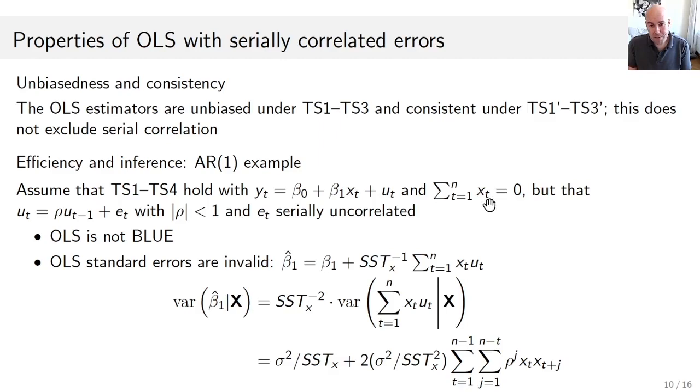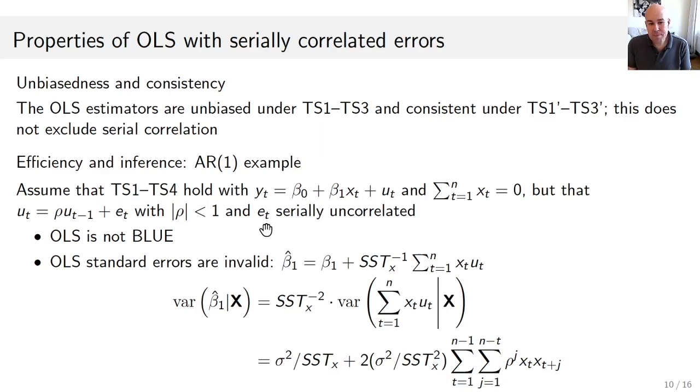Here is first order serial correlation. So ut is going to be equal to rho times ut minus 1 plus et. And the absolute value of rho is going to be less than 1, so we're going to have stability. And et is going to be serially uncorrelated, so the covariance between et and es in some other period s is going to be 0.